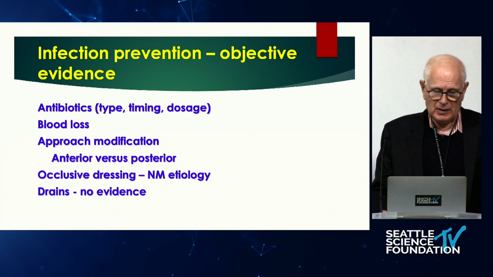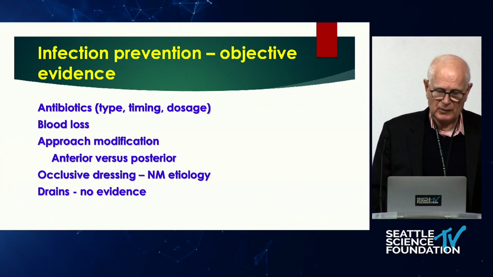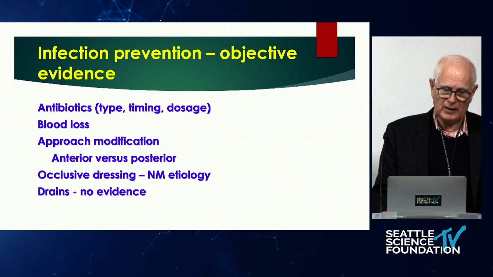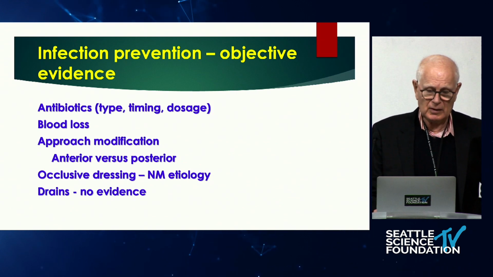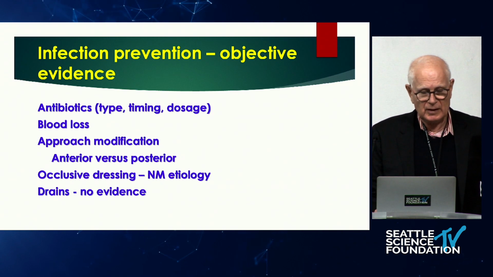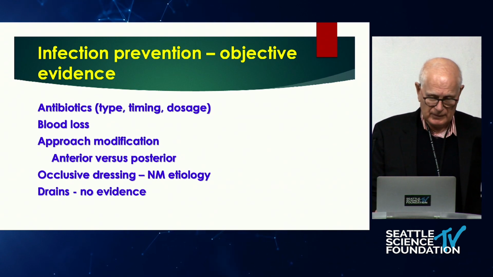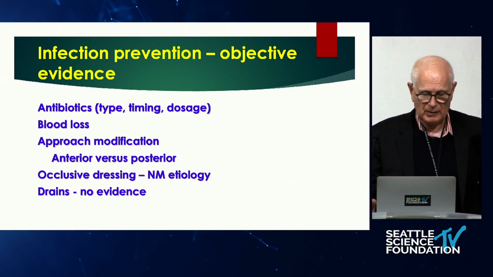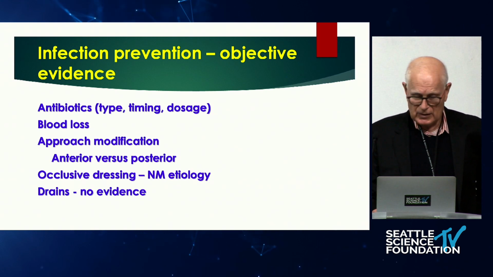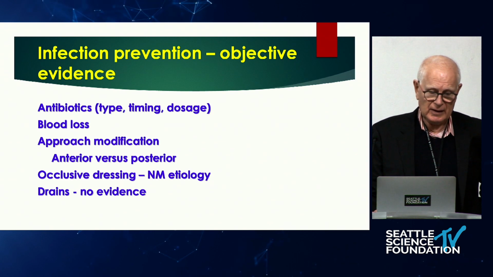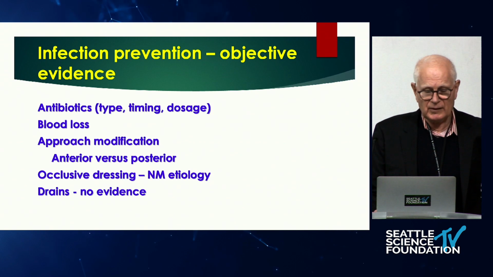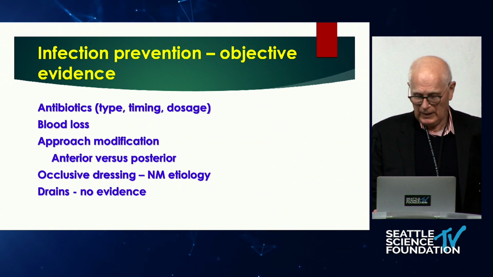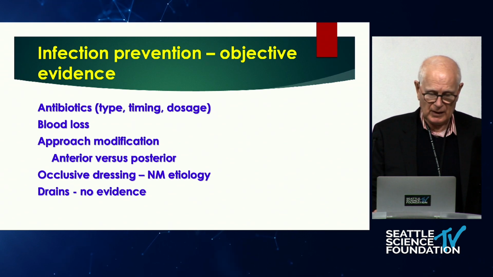So how can we prevent or at least minimize the infection rates? What is the objective evidence? Antibiotics clearly play a major role, and we'll address that shortly in a little bit more detail. Significant blood loss can be ameliorated to some degree. Change the approach: the anterior approach certainly has a lot fewer infections. We use occlusive dressings, at least for the neuromuscular etiology patients. That seems to help. But there is no evidence regarding drains.